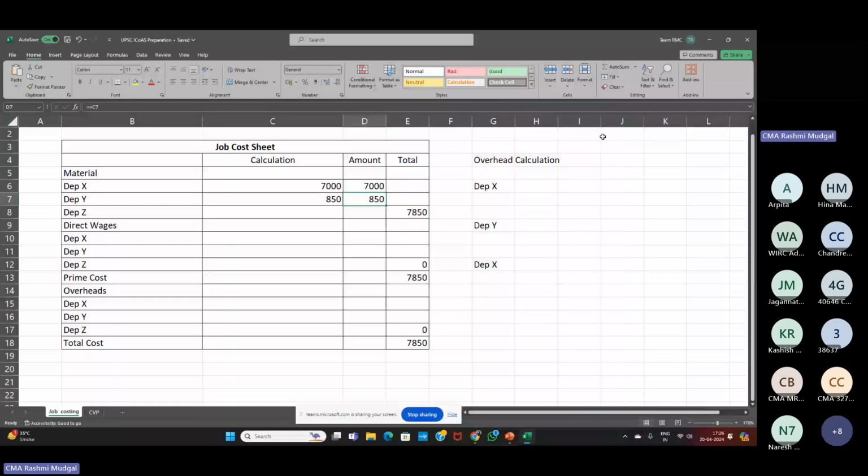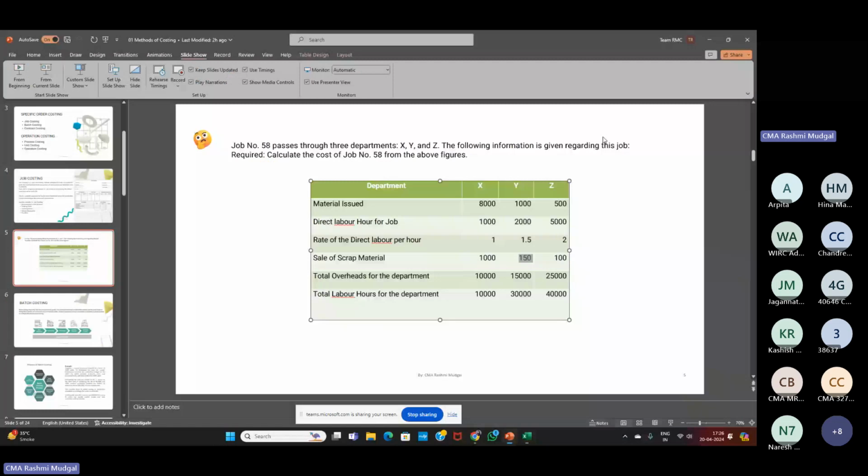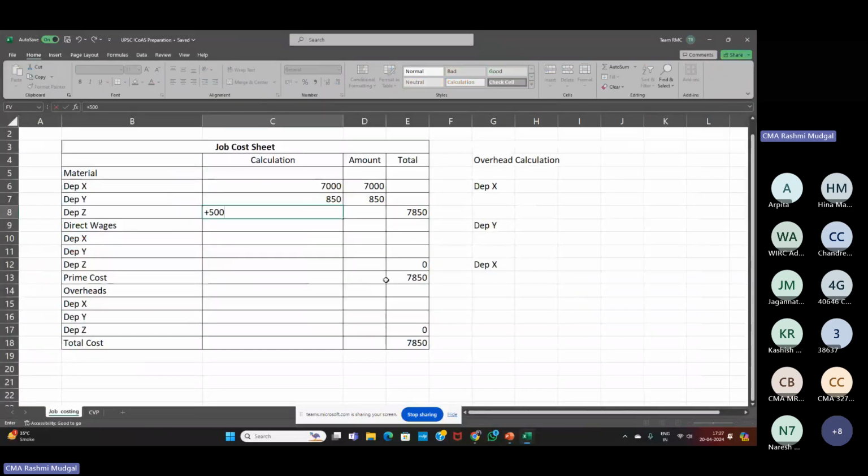In the third department I have issued 500 rupees of material, but also sold scrap of material for 100 rupees. So here also I will take the 500 cost of material minus the scrap value sold. So I have spent direct material of 8,250 in all three departments. Now comes the direct wages. Direct wages is related to the hours.